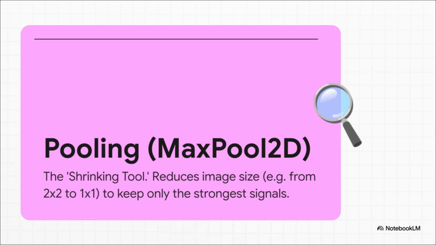Next in the toolkit is pooling. This is our shrinking tool. See, once we have all those maps of where the patterns are, we don't really need every single little detail. It's kind of noisy. So pooling brilliantly simplifies things by taking a small 2 by 2 area and shrinking it down to just 1 pixel, keeping only the strongest signal. It's how the network learns to just focus on what really matters.